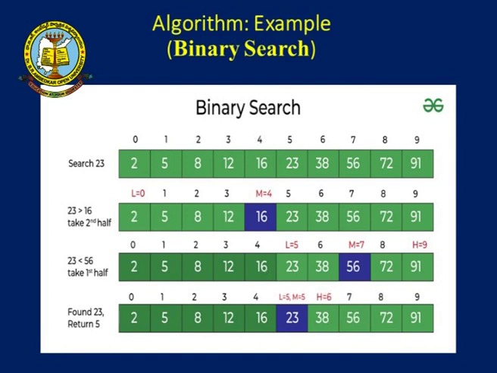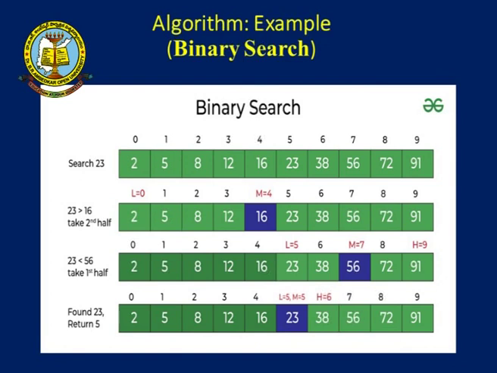See, let us take the example. So we have taken the numbers from 0 to 9. See the numbers 2, 5, 8, 16, 23, 38, 56, 72 and 91. These are there in sorted order, as we have said in the algorithm, no? So these are the sorted list of elements.